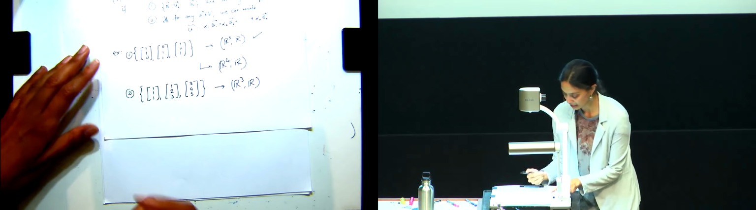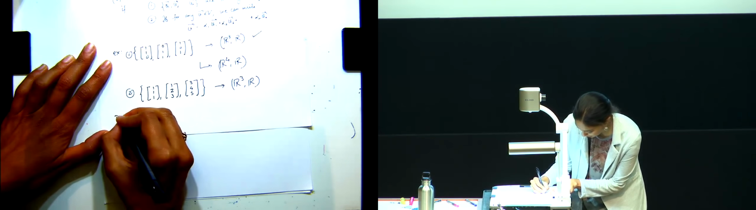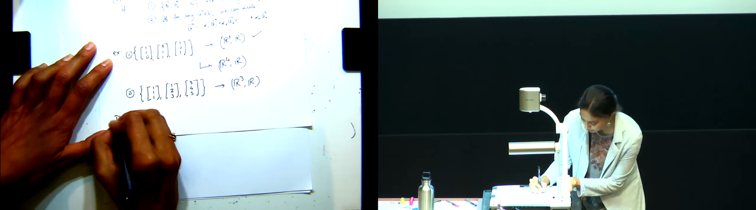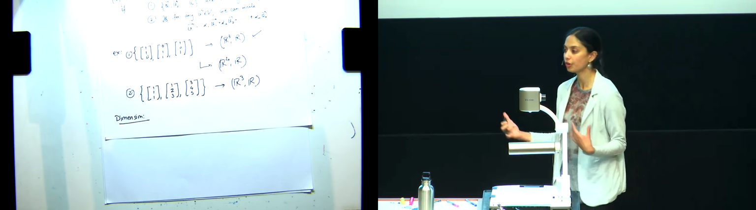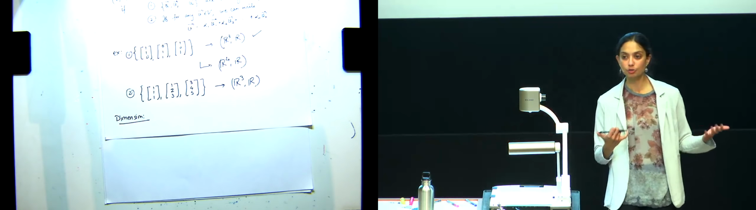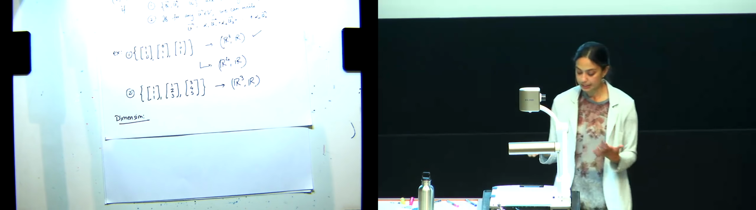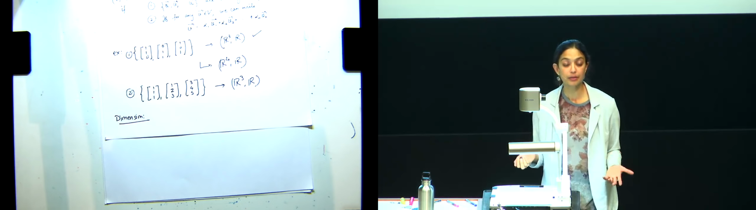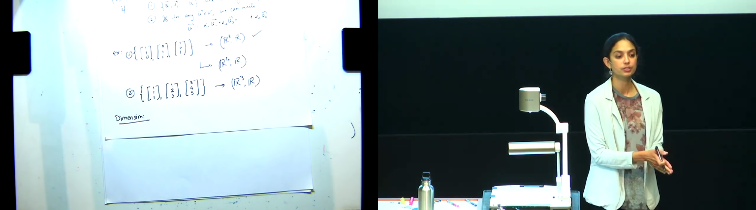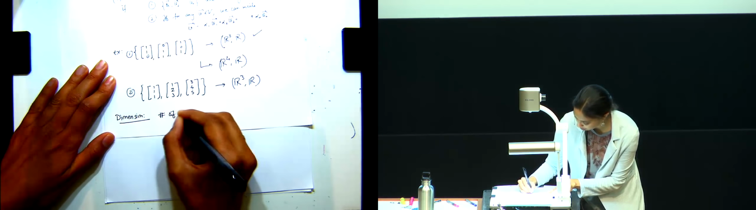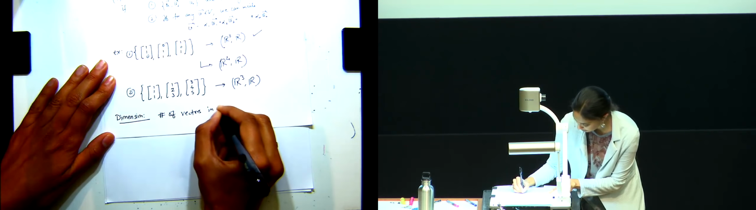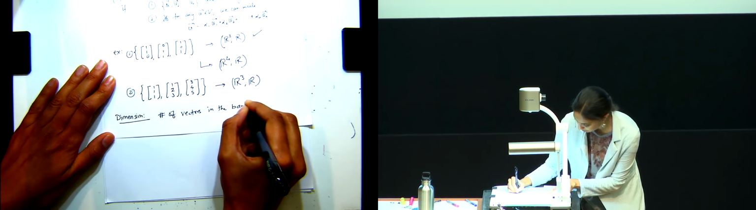Which brings us to one last definition, which is dimension. All of you know what 2D means, what 3D means, what 4D means. But why do we call 2D 2D? Where is this word coming from? The dimension of a vector space is the number of vectors in the basis.